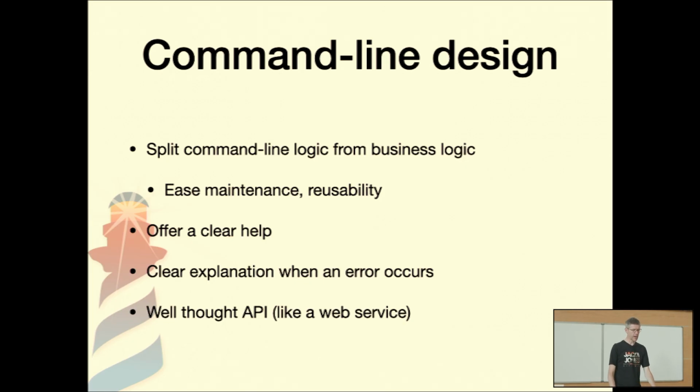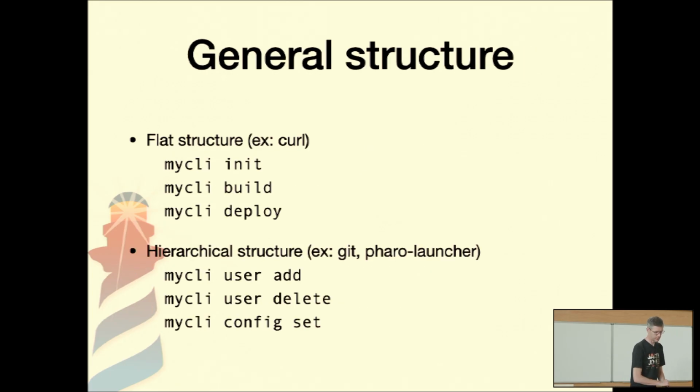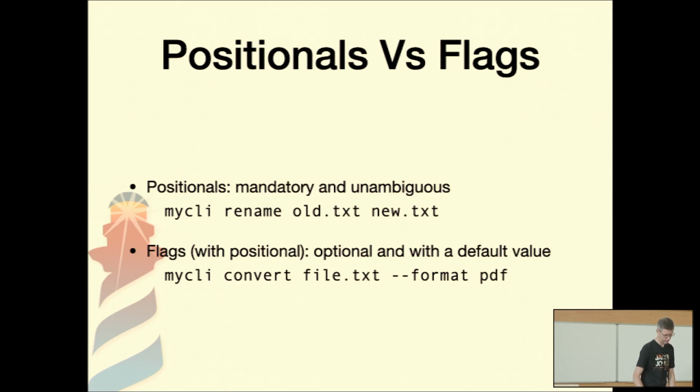And also a well-thought API, you need to think about it just like a web service. When you are defining a REST API, you need to think how to well design it. It's the same thing for the command line. For example, for your command line, you could use a flat structure. The curl command, for example, has a flat structure. You have my command init, my command build, my command deploy. You could also use a hierarchical structure. For example, a well-known tool for launcher command line, use it. So my command, user add. My command, user delete. My command, config set. So you could use both. It really depends on what you need.